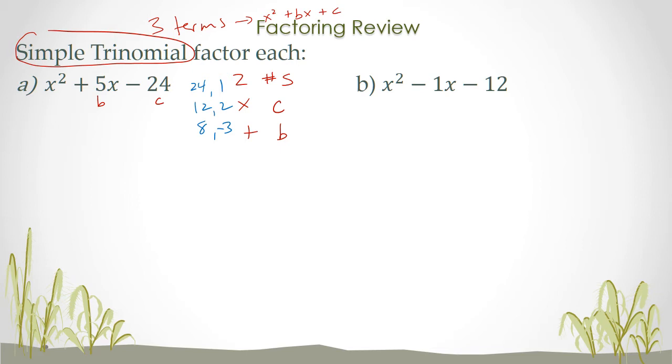So what do you do with those now that you figured it out? Well, for a simple trinomial, 2 sets of brackets, x is going to go first for both. The numbers we just came up with that gave us the right combination, you're just going to fill in here. X plus 8, x minus 3. Simple as that.